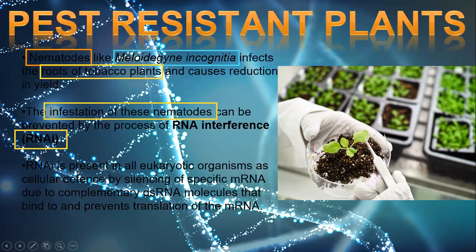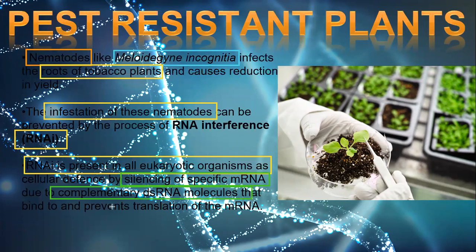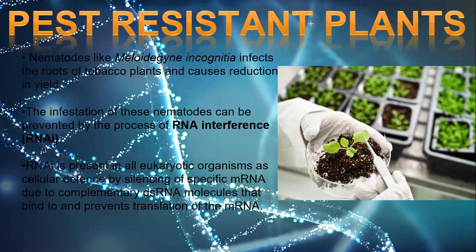RNAi is present in all eukaryotic organisms. By silencing a specific mRNA, how? By producing an mRNA, we will be producing a complementary dsRNA. They will just bind together to form a double-stranded RNA, dsRNA. So, a complementary dsRNA molecule binds to it and prevents the translation of the mRNA. Is it clear? Is it important? Yes, it's very important.